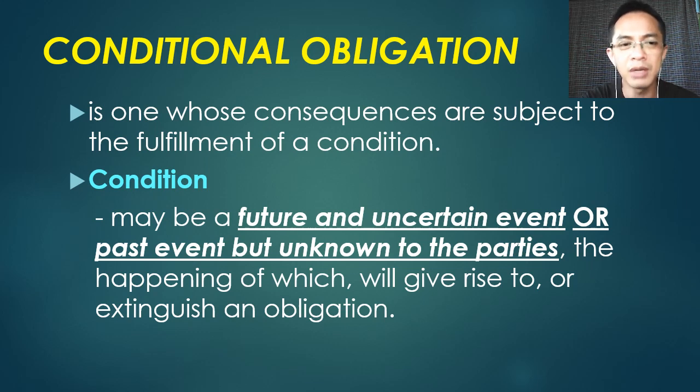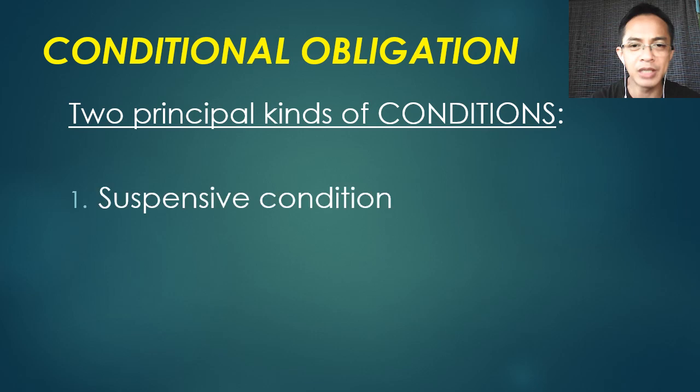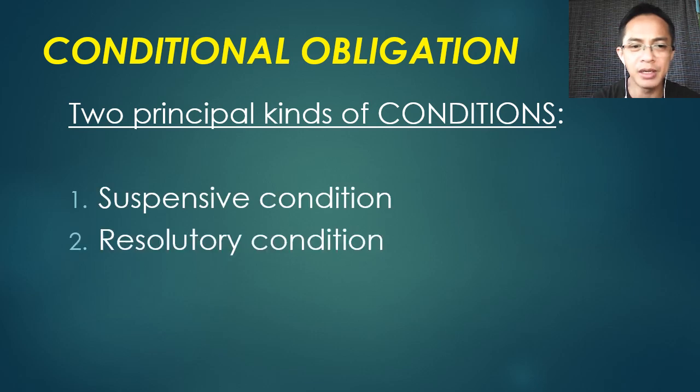Take note class, dalawa klase ang condition dito na sinasabi, yung future and uncertain event. Future yon na hindi sigurado na event. Or it is a past, nakaraan siya but unknown to the parties. Okay? And then the happening of the condition may either give rise to the obligation or extinguish an obligation. So, two principal kinds of condition, suspensive and resolutory.